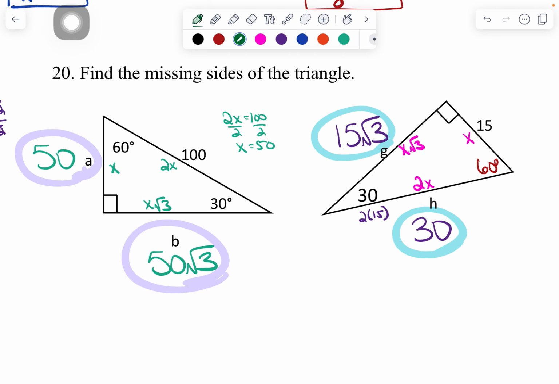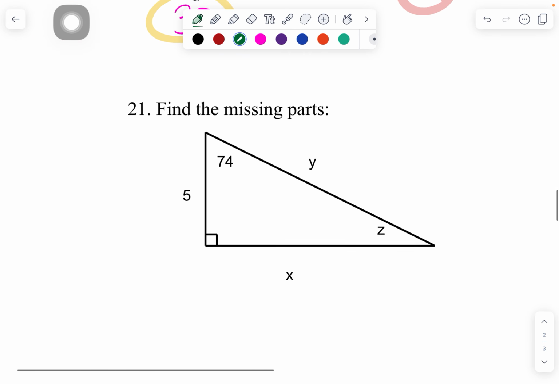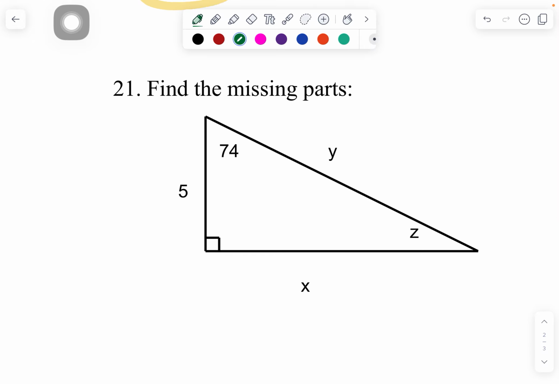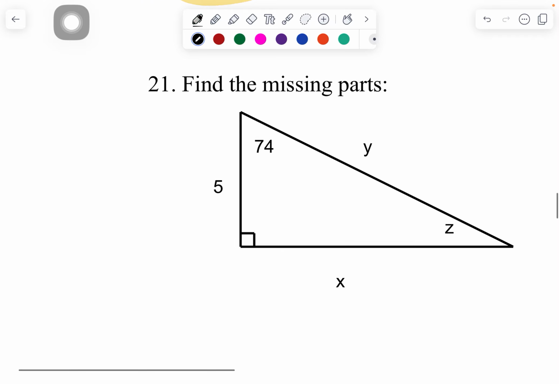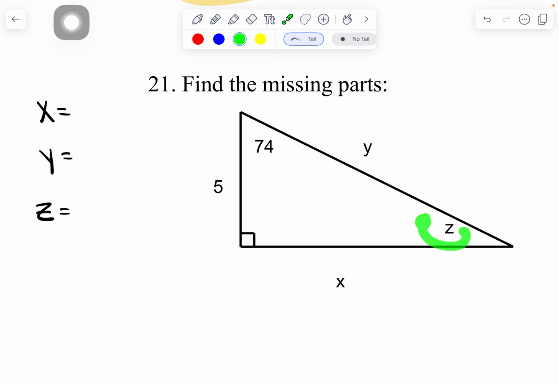All right, let's take a look at question number 21. You are supposed to find all the missing parts. Okay, so let's find the first missing part. And I'm going to make a little list off to the side just so I can keep track of things. Eventually, I'm going to find an x. I'm going to find a y. But actually, the first thing I'm going to find is z. So z is the angle here.